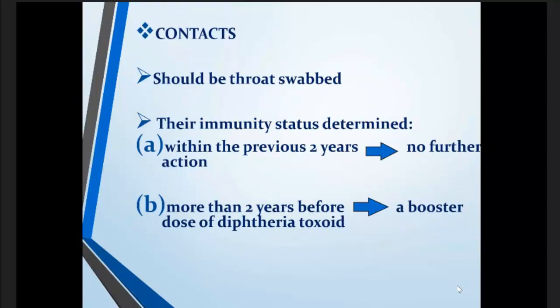All contacts should be throat swabbed for culture, and also their immunity status should be determined. So if those contacts who are exposed to a case of diphtheria have a previous immunization, primary course or booster dose, within the previous 2 years, no further action is taken. But if they have had the primary course of immunization or booster dose more than 2 years before, they should have a booster dose of diphtheria toxoid.